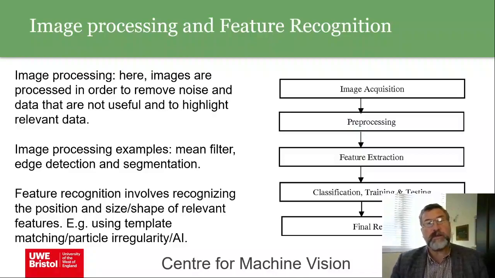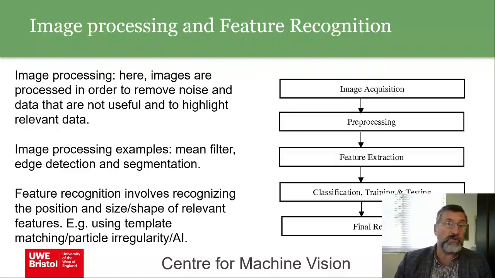So image processing then, what's the difference, you might ask, between image processing and feature recognition? Well, image processing is the first thing you do. You get your image, remove noise using filtering, which I'll talk about later, and we also get rid of data that's not useful, and we want to highlight relevant data. So we can do things like the mean filter. All that means is going over the whole image with a mask, taking the average of all the pixel intensities and changing the central pixel to that average. So you get rid of speckle noise, but you lose a bit of resolution. It's sort of softening the image.